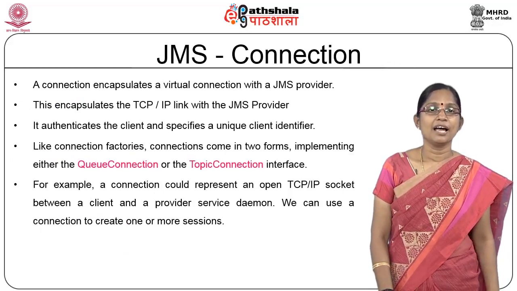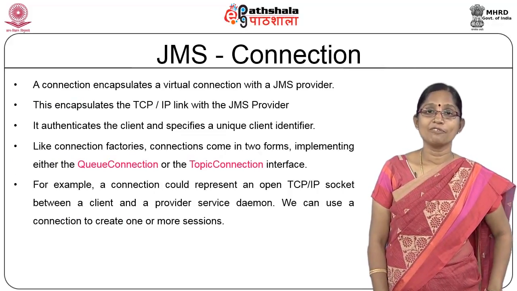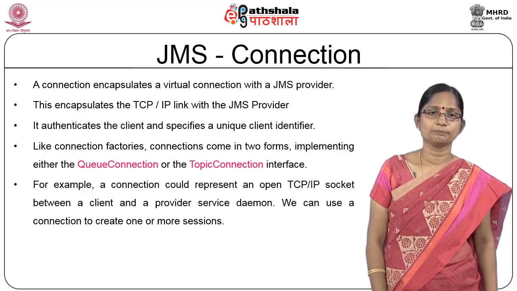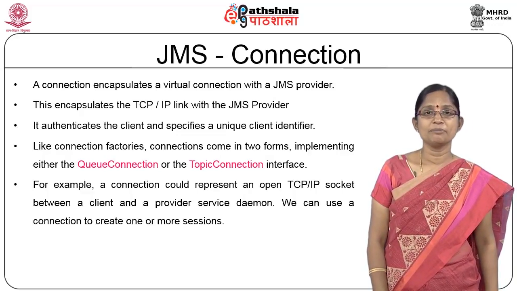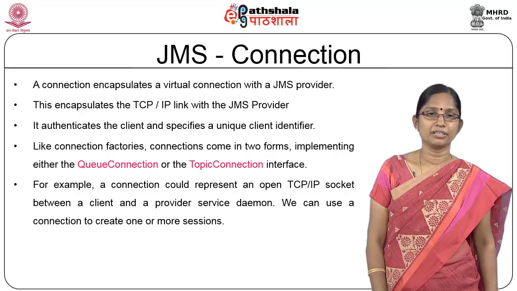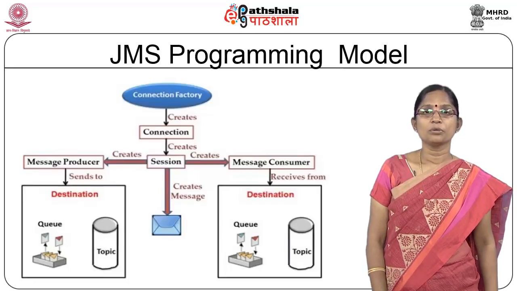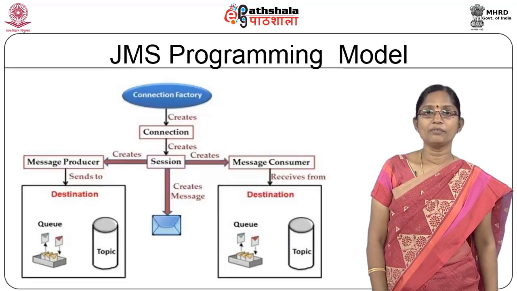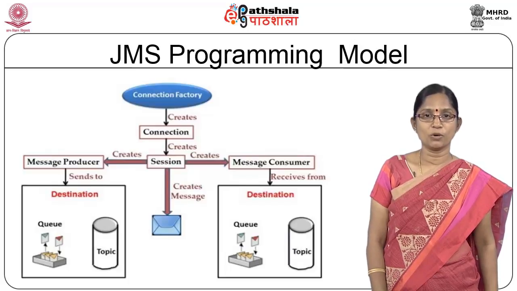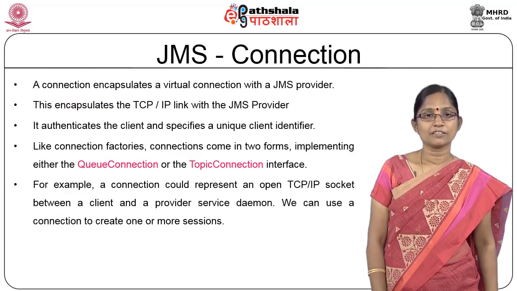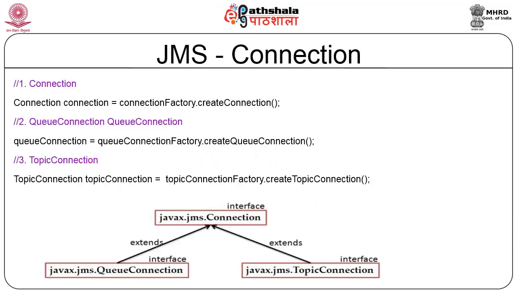Now, connection. Connection encapsulates a virtual connection with a JMS provider. This encapsulates the TCP/IP link with the JMS provider. This connection authenticates the client and it specifies a unique client identifier. Like connection factories, connections also come in two forms. Here you can see that only based on the connection factory we are creating a connection to the JMS provider. So connections also come in two forms, either the QueueConnection or TopicConnection interface. Now we can go through the code for it.